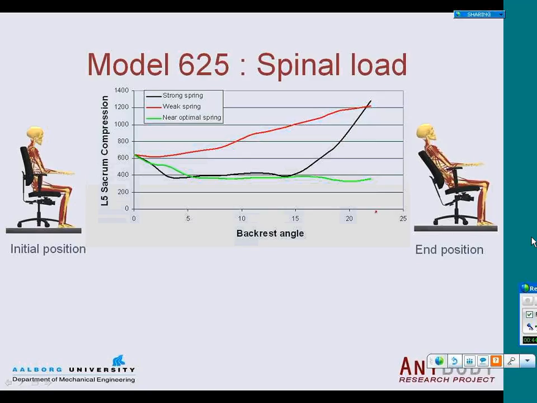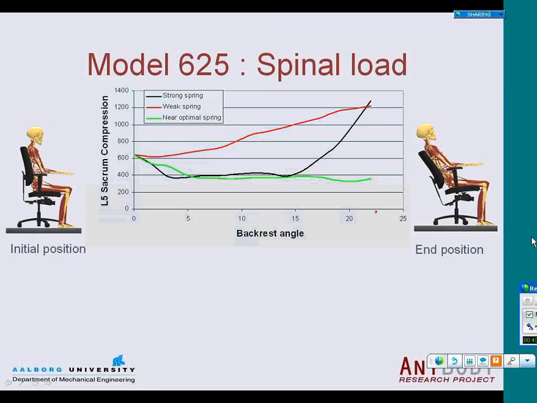The black curve is the second example. That is when the spring is too strong. You can see that in the beginning when you lean back, that goes quite well. We reduce the forces in the spine, but then when you lean far enough back and the spring is getting tense enough, it will start pushing more back on the upper body than the self-weight of the upper body. And then you need to, again, engage muscle forces in pushing down the backrest, and this causes the forces in the spine to go up quite dramatically. So again, a spring that is too strong is not a good idea.